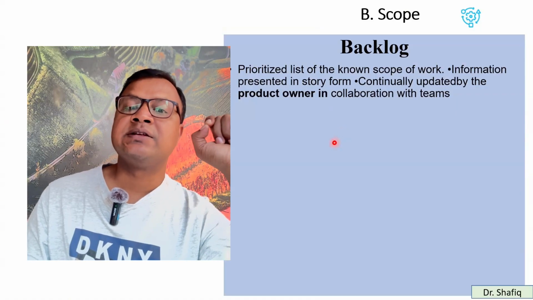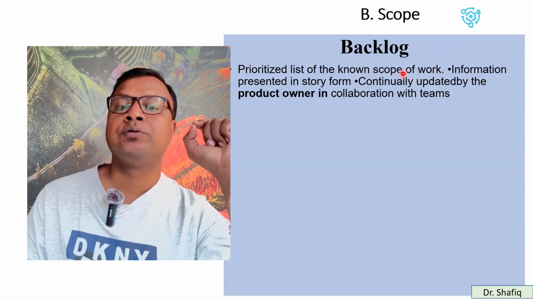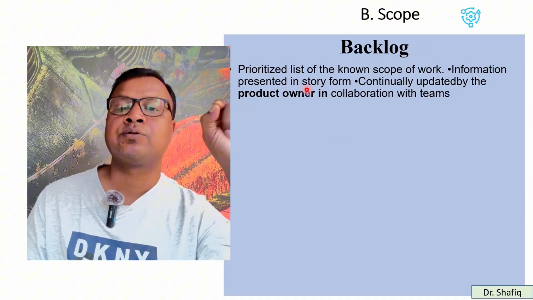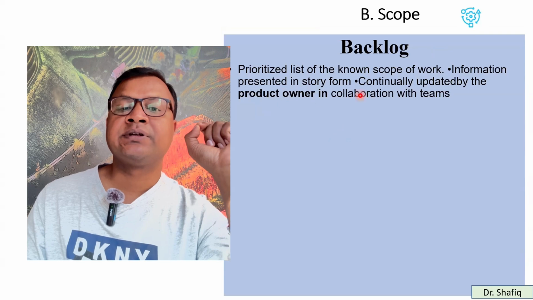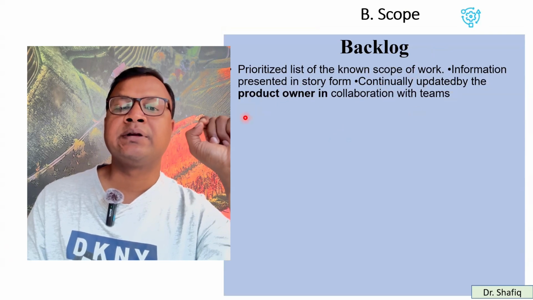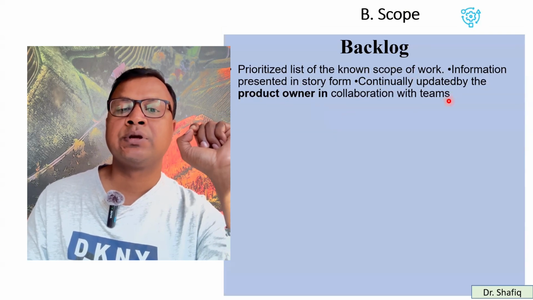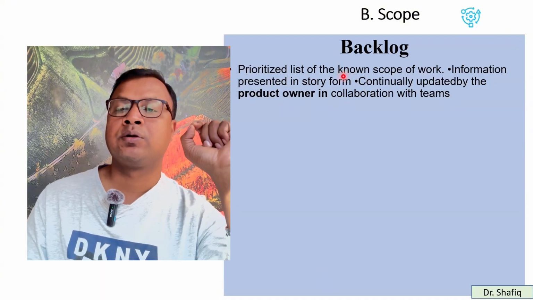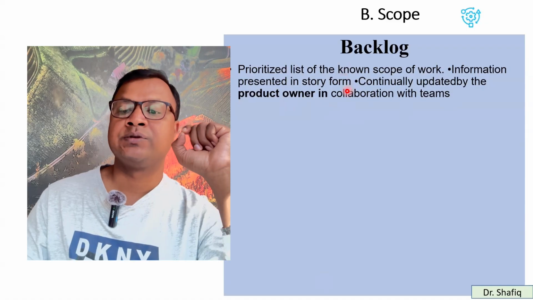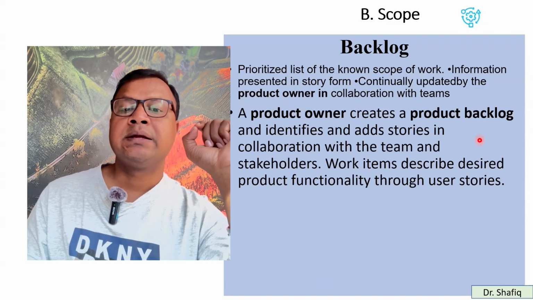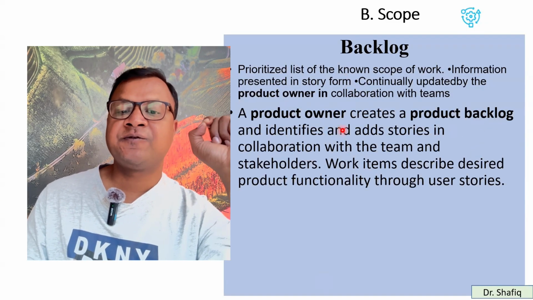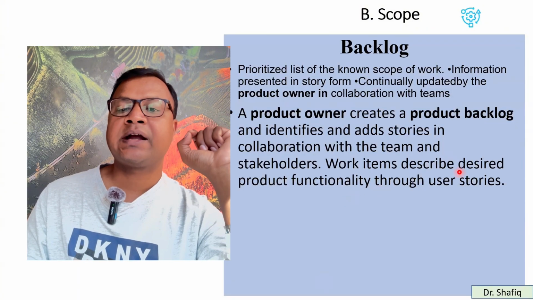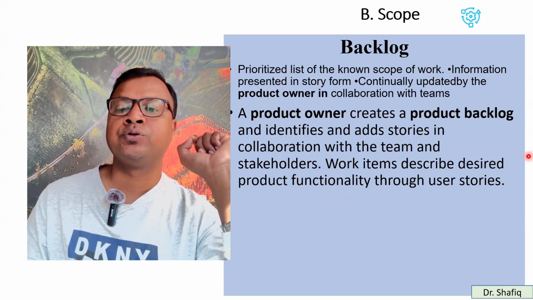This is a prioritized list of known scope of work. So you know the scope of work. So this is a prioritized list which will be coming first or later. So information presented in the story form is continually updated by the product owner in collaboration with the teams. The product owner actually deals with the product backlog, the prioritized scope of work. So a product owner creates a product backlog and identifies and adds stories in collaboration with the team and stakeholders. Work items describe desired product functionality through user stories.